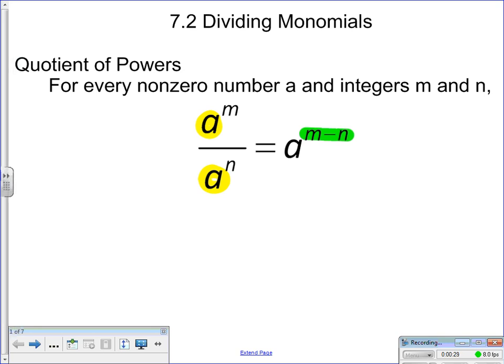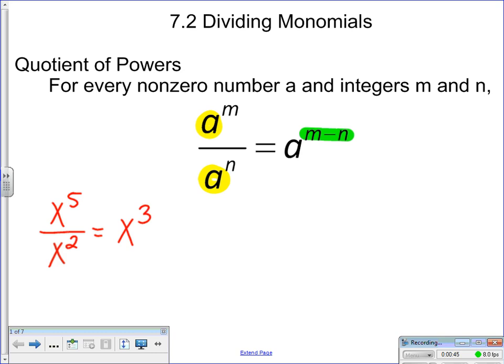So let's start with x to the fifth over x squared. X and x are the same, so all you have to do is subtract the exponents. 5 minus 2 makes 3, and that's the answer.